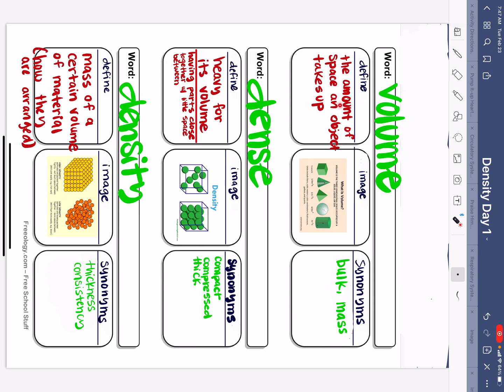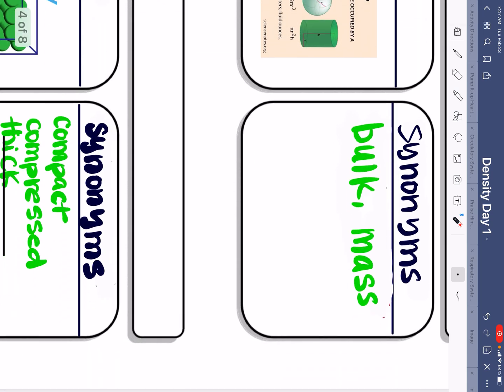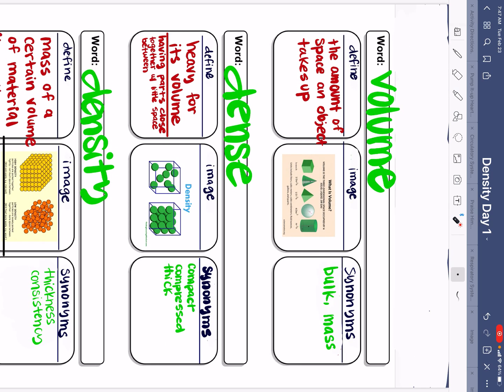Definition of volume: the amount of space an object takes up. Here's a good image that gives us an example. A volume is the three-dimensional space occupied by a solid, liquid, or gas. These are all examples of volume. All right. Synonyms for volume: bulk and mass.